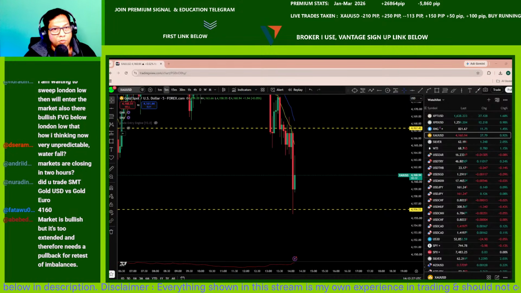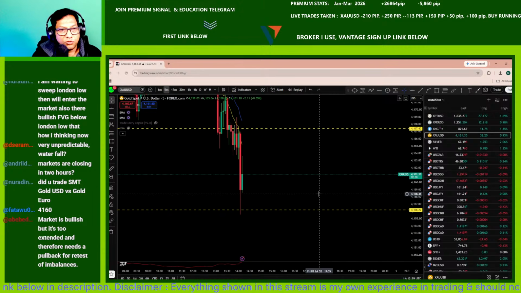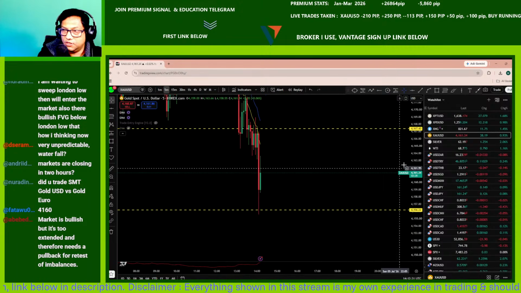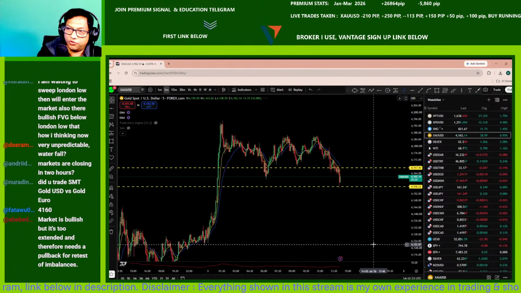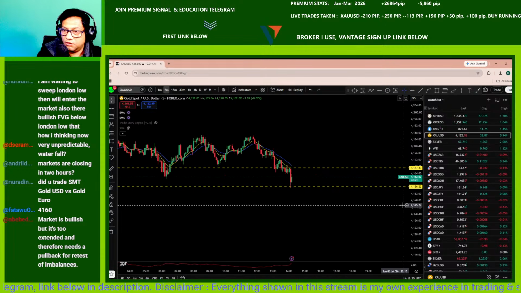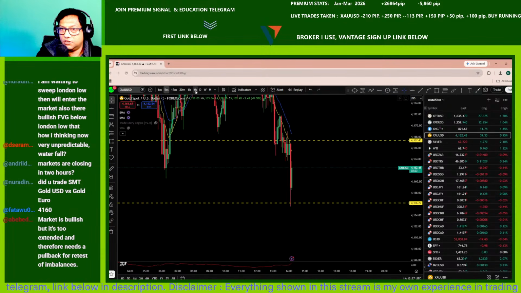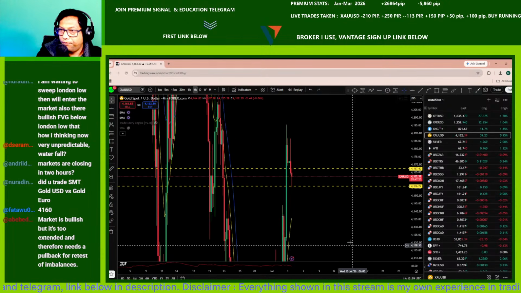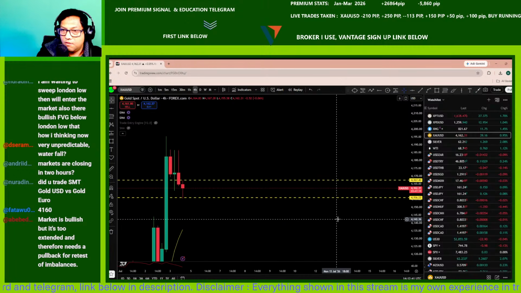So market is bullish, but it's too extended. This is what you can see, that the market's overall trend is bullish. If you look at that, the market just broke that low.